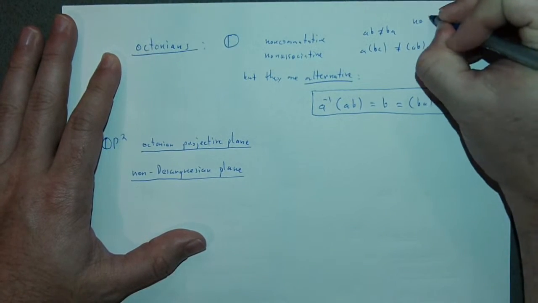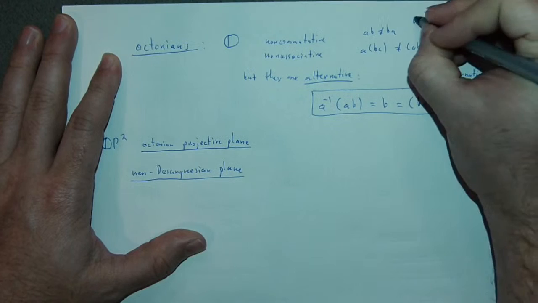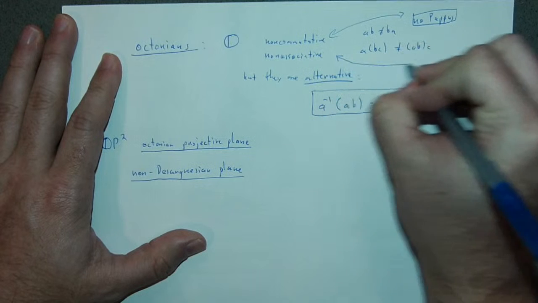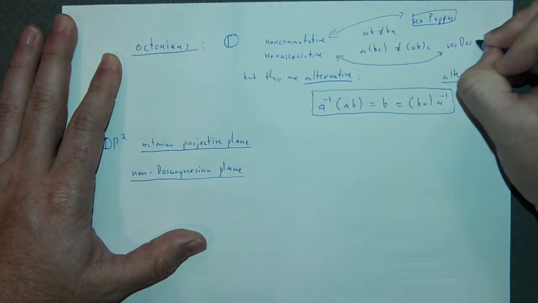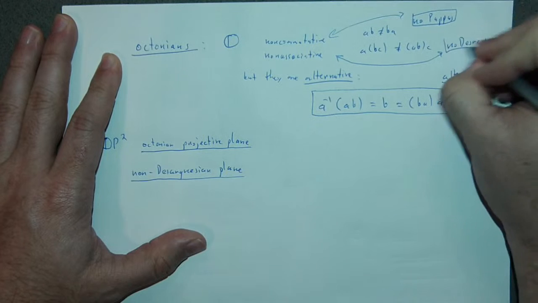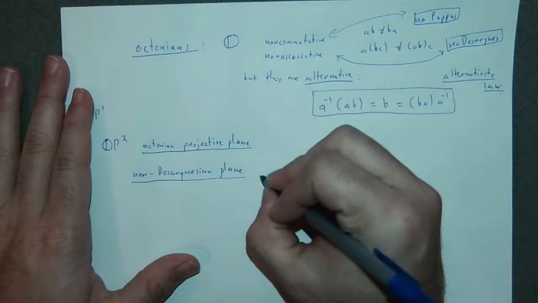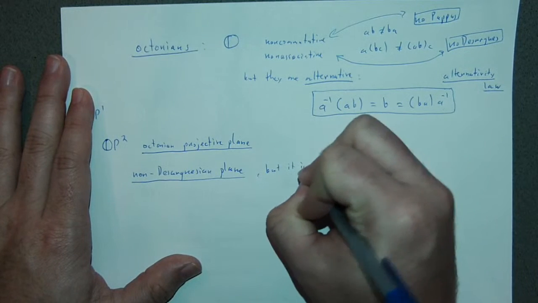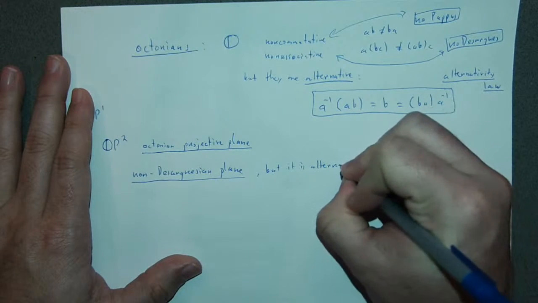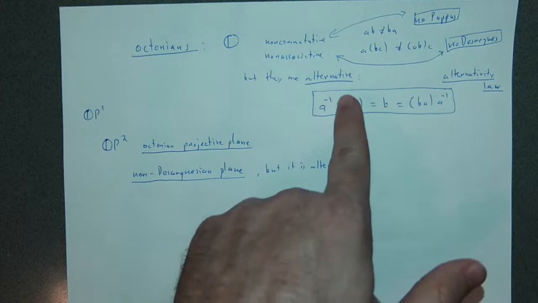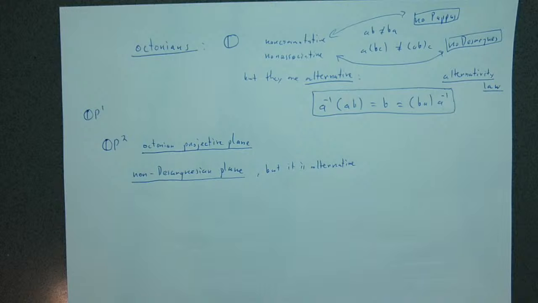So no Pappus. That's what non-commutativity means. And no Desargues. That's what non-associativity means. So this is a non-Desarguian plane. Okay, but it is alternative. When I say it is alternative, what do I mean? I mean that the multiplication that I define on OP2, in the same way that I defined multiplication in our projective plane, is alternative. It's not associative, it's not commutative, but it's alternative.